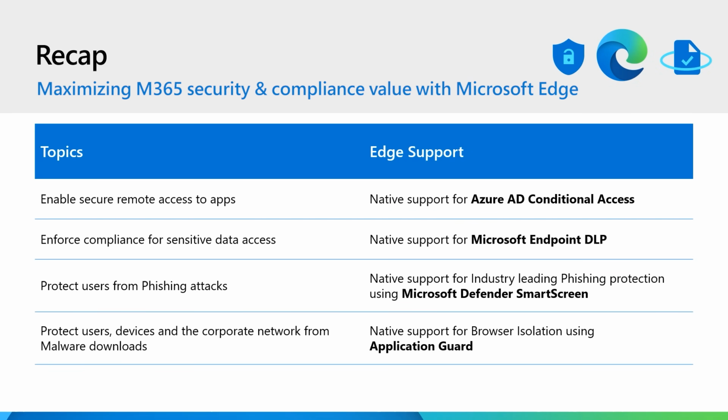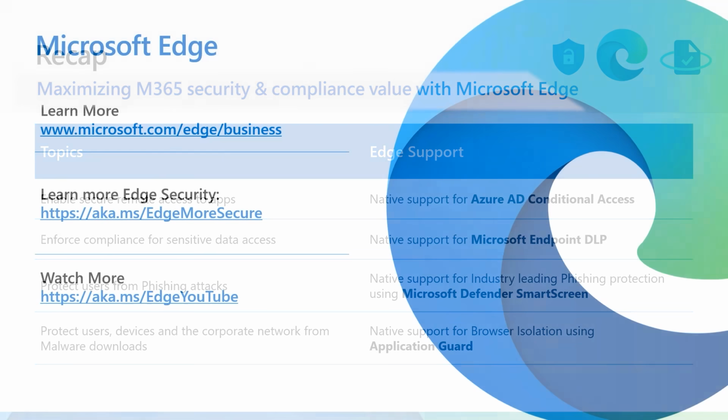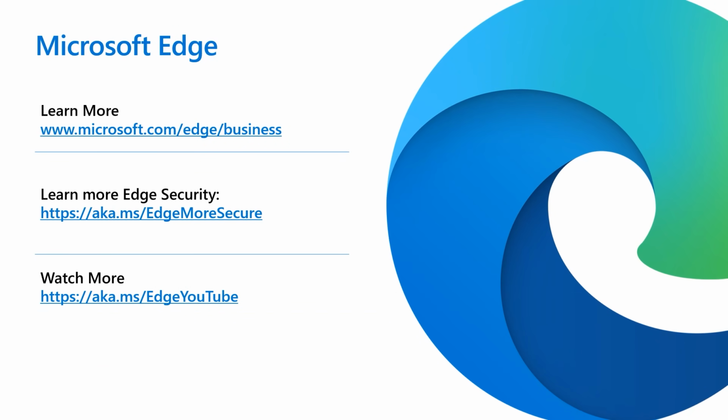That was great, Radia. Thanks. To summarize, let's recap what we talked about today. Microsoft Edge helps you maximize your M365 security and compliance value with native support for Azure AD conditional access, native support for Microsoft Endpoint DLP, industry-leading Microsoft Defender SmartScreen, which is also natively supported, and also native support for browser isolation using Application Guard. We hope this was useful information and helps you understand how you can derive more value out of your existing investments using Microsoft Edge.